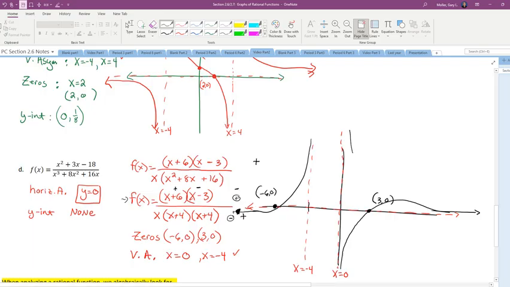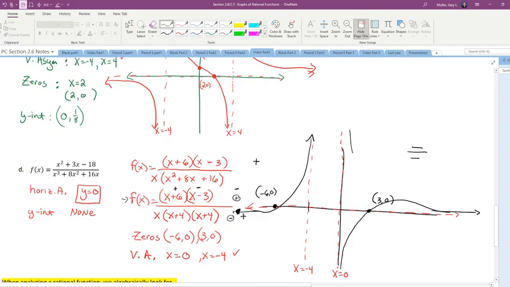Okay, on top, I get a positive, I get a negative, I have negative on top. On the bottom, negative 0.40001 is a negative, times a negative, times a negative is a negative. Negative over negative is positive. That confirms I'm going up.